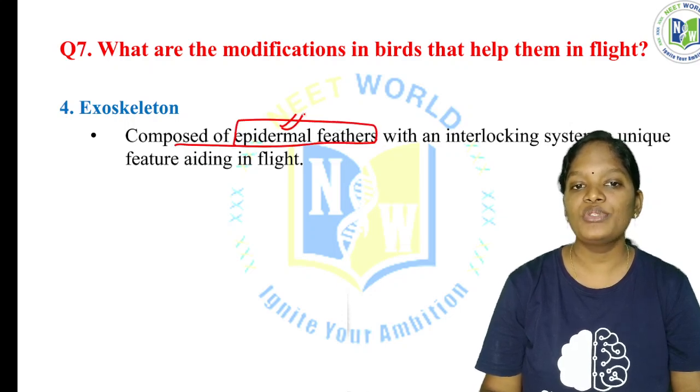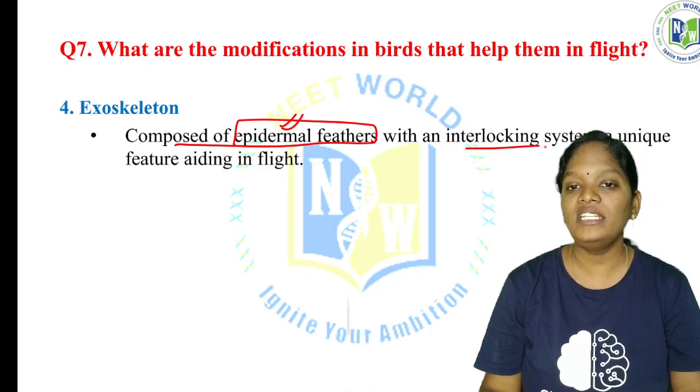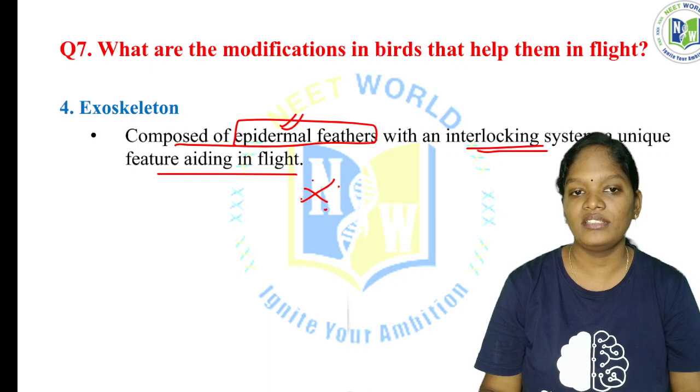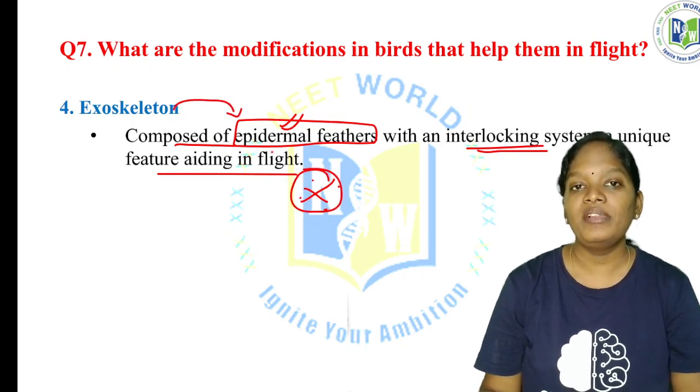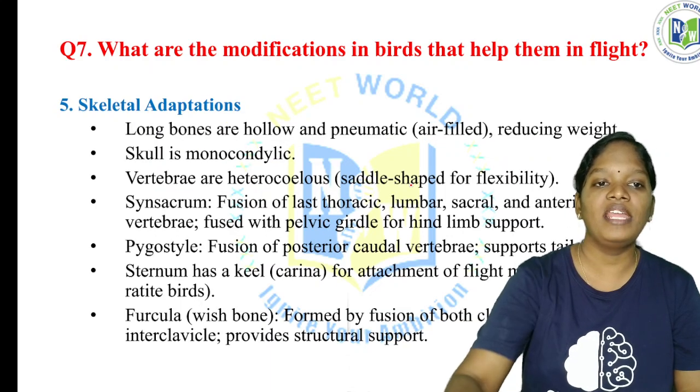So it is composed of epidermal feathers with an interlocking system, a unique feature aiding in flight. Okay, so the exoskeleton is nothing but epidermal feathers. The feather is a skeletal system for the birds with an interlocking system. So the feathers are a very important structure for the birds to help in their flight mechanism.